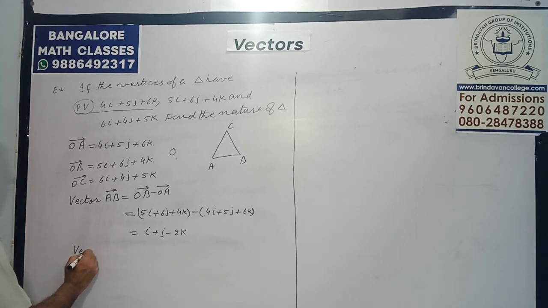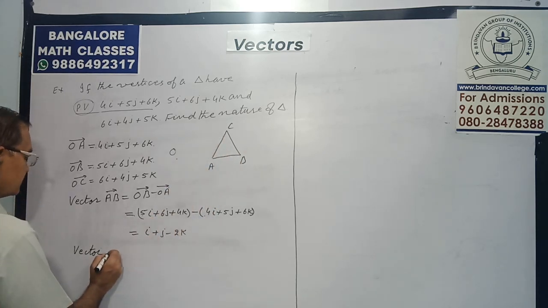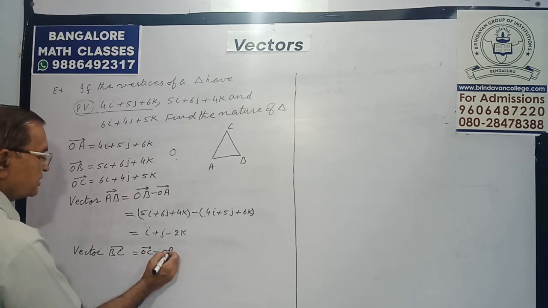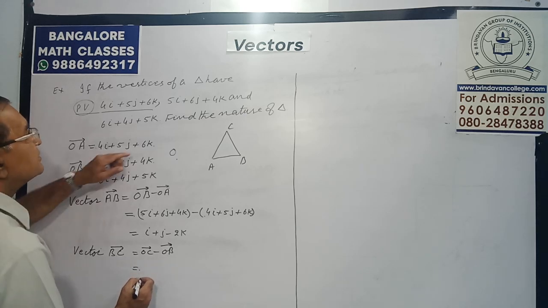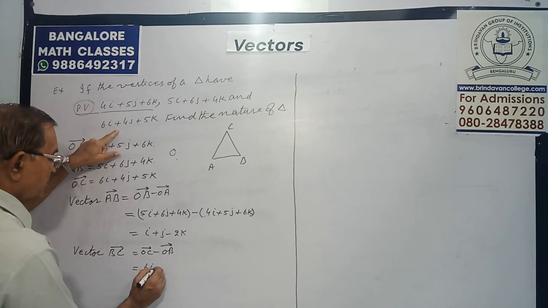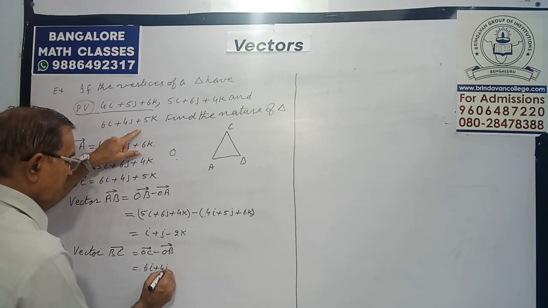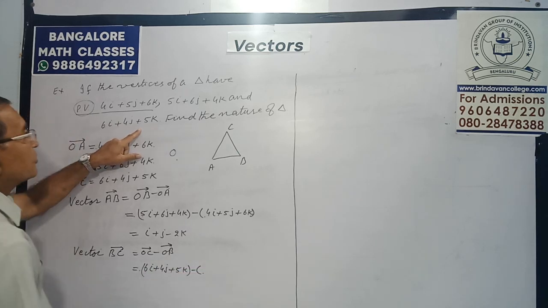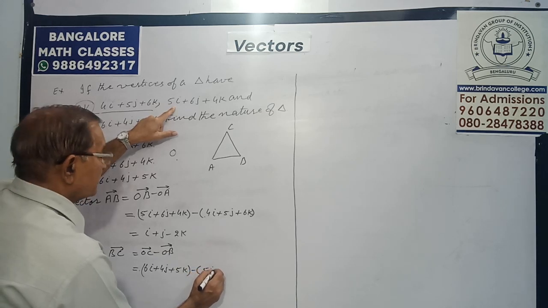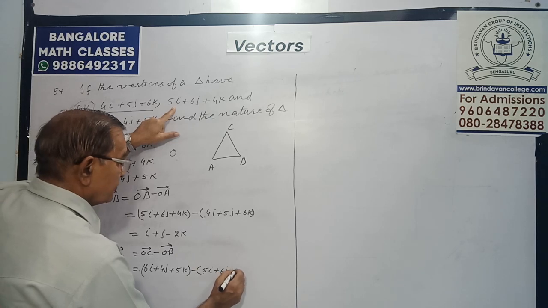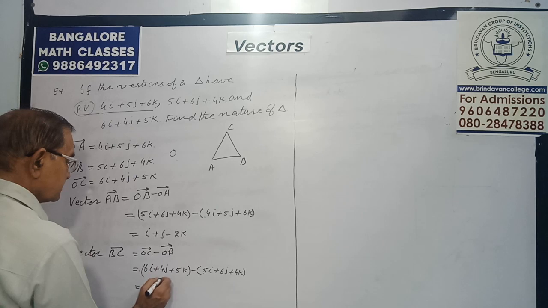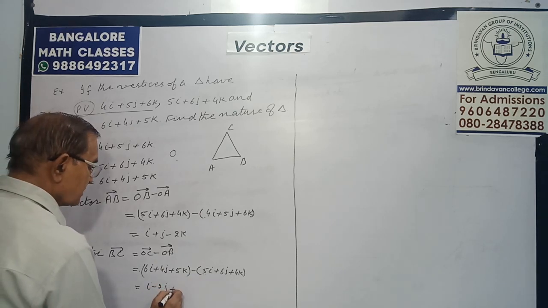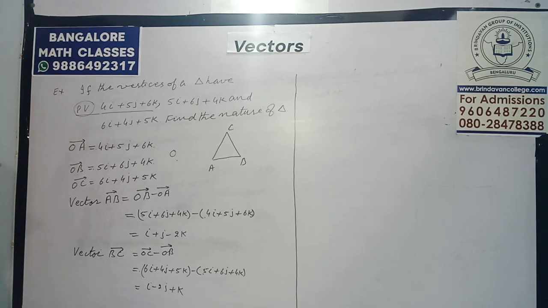Then vector BC. Terminal point is C: OC minus OB. OC is 6i plus 4j plus 5k, minus OB, which is 5i, 6j, 4k. 6 minus 5, that is i, 4 minus 6, minus 2j, 5 minus 4, plus k. So like that we will get BC.